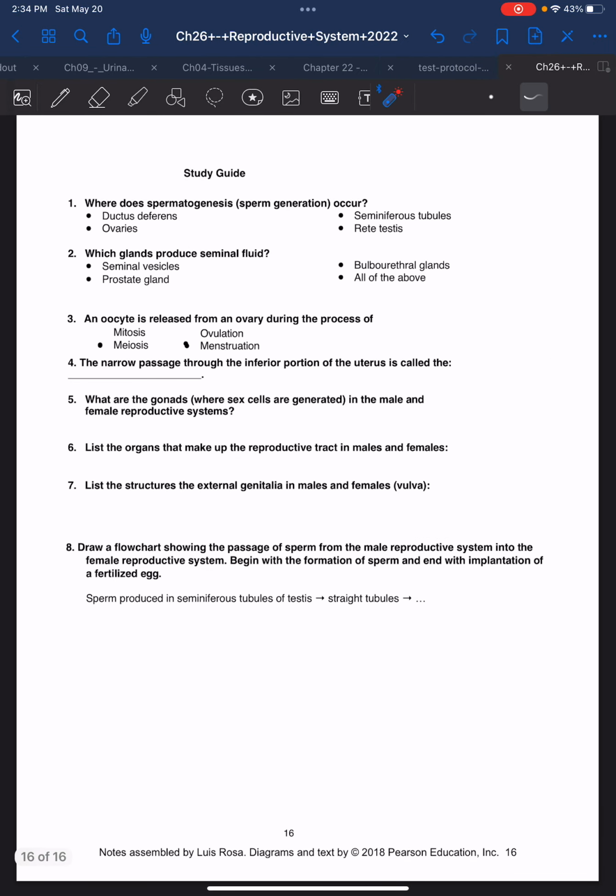Here are some practice questions for you and some flow charts that will be very helpful to complete and really help you understand. Bring them in on Tuesday and we can really discuss them together. All right, happy studying. Email me if anything. I'll get to them on Monday.